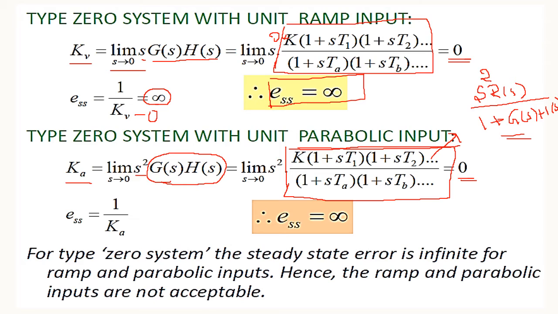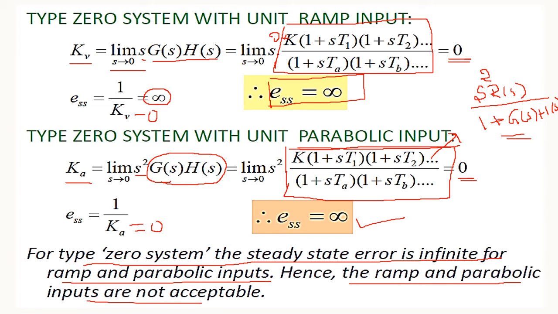So if I substitute 0 here, that is Ka is 0, again it is 1 by 0, and the value is infinity. So for a type 0 system, the steady state error is infinite for ramp and parabolic inputs. Hence, the ramp and parabolic inputs are not acceptable.